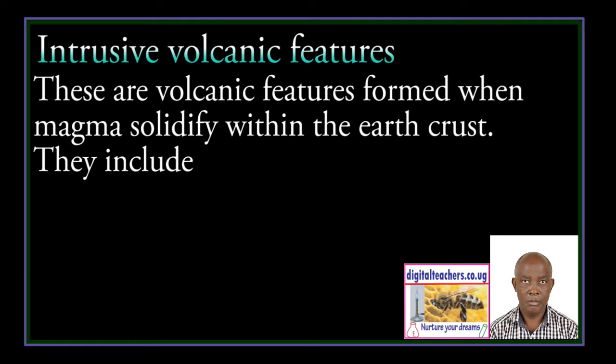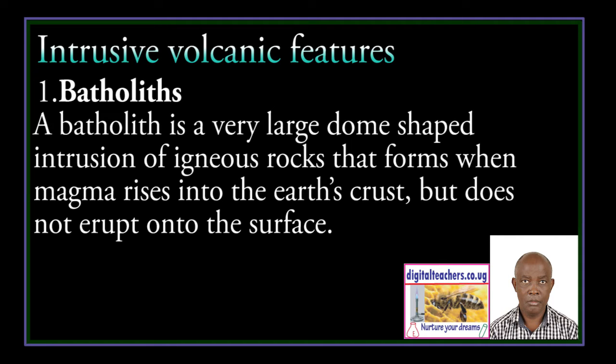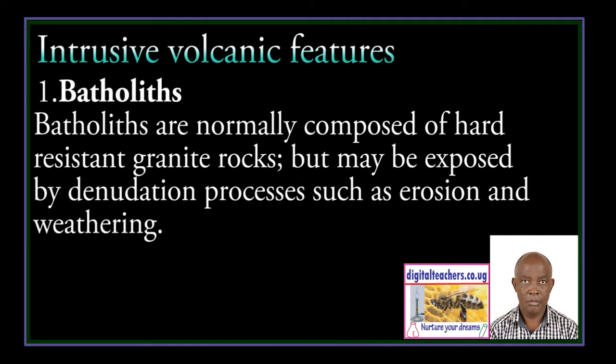Intrusive volcanic features. These are volcanic features formed when magma solidifies within the earth's crust. They include batholiths. A batholith is a very large dome-shaped intrusion of igneous rocks that forms when magma rises into the earth's crust but does not erupt onto the surface.